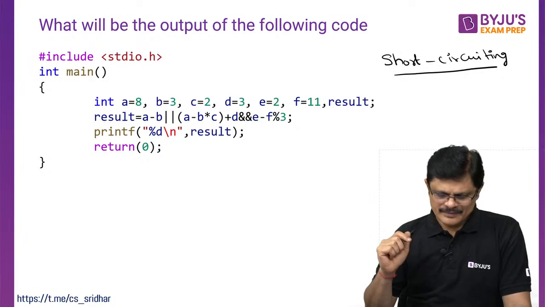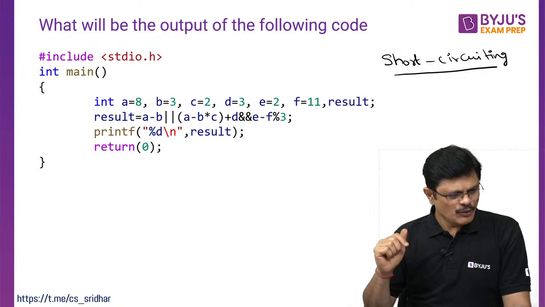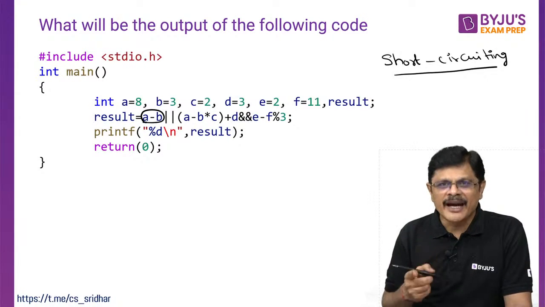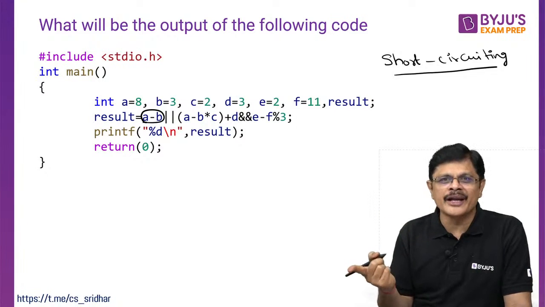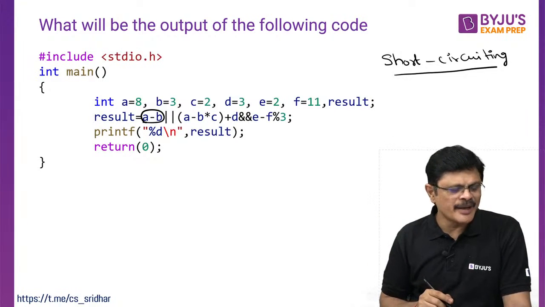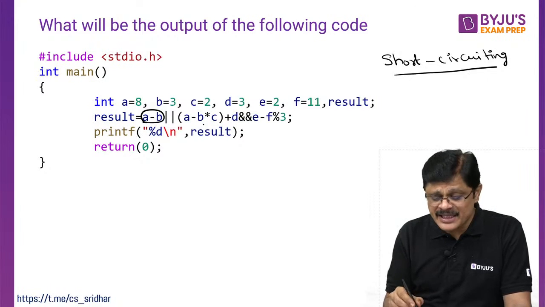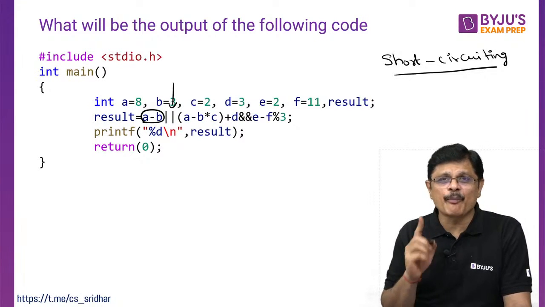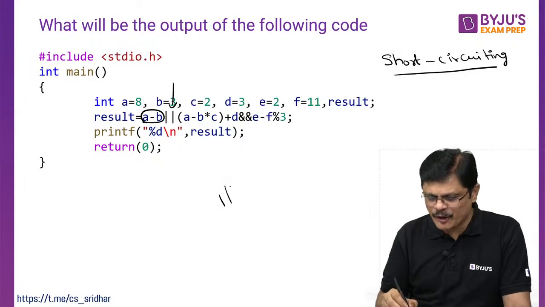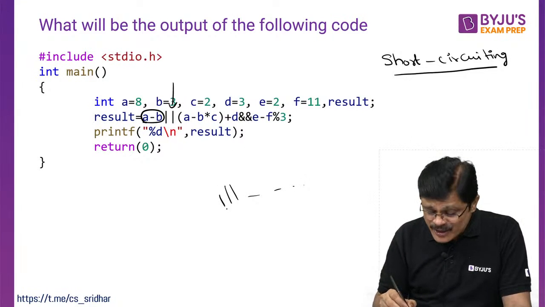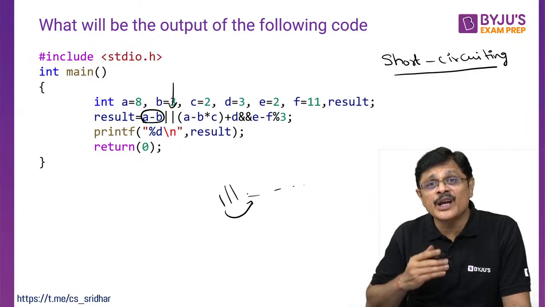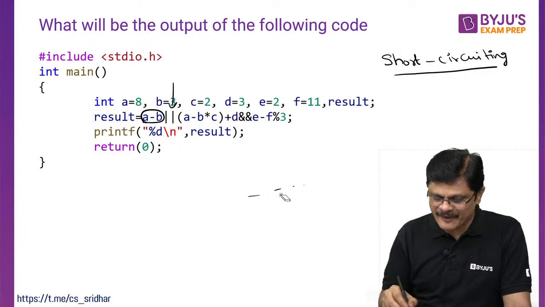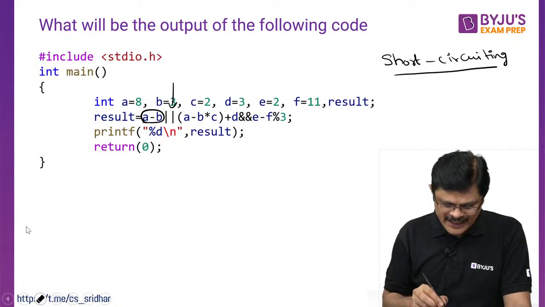1 is the answer, because 8 minus 3 is 5. 5 is non-zero, and non-zero or anything is 1. So the result for this would be 1. But if you see precedence-wise, this will be the last operator. That is the point to be noted. Even if you have a big expression, the compiler may ignore the remaining part with logical or and give the answer. That is what we mean by unexpected behavior with logical or and logical and.